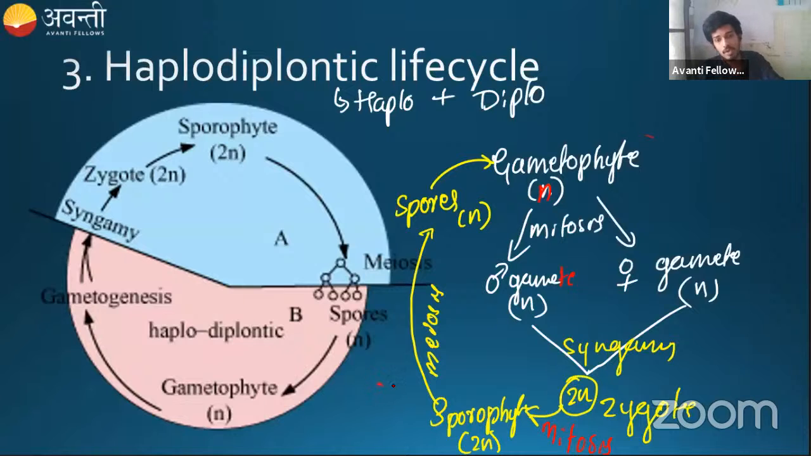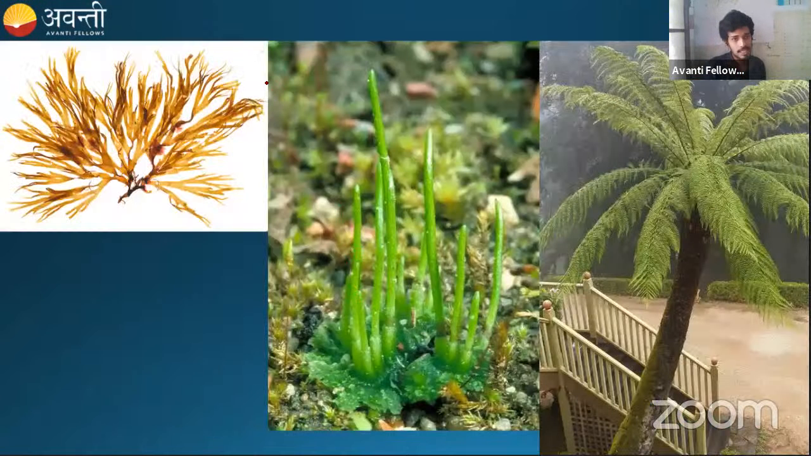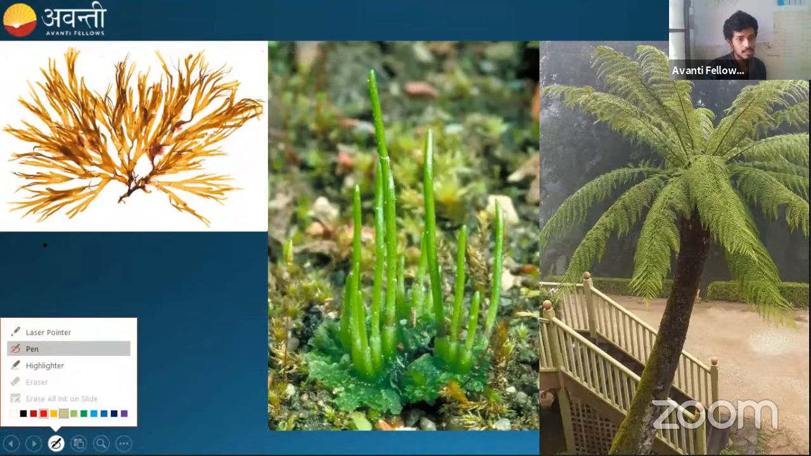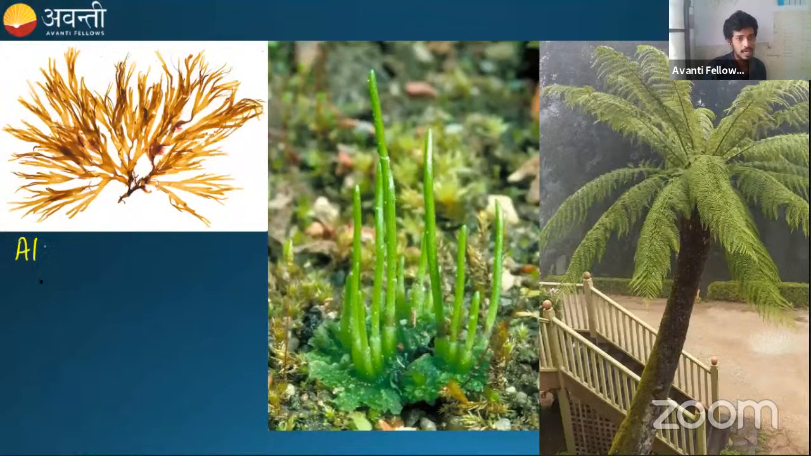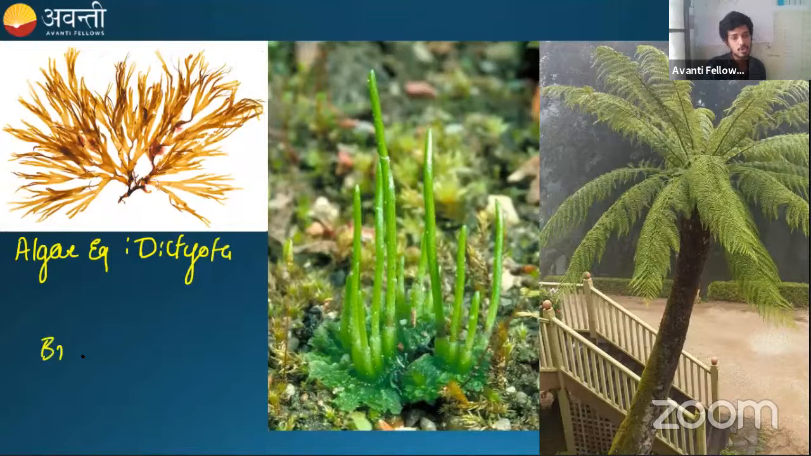So examples, you guys are asking. We can see three types of examples here. Some of the algae will show this kind of nature. Some of the algae, an example will be Dictyota. And some of the bryophytes also show these things. Not some of them, all bryophytes show these things. So I took the example of this particular one.